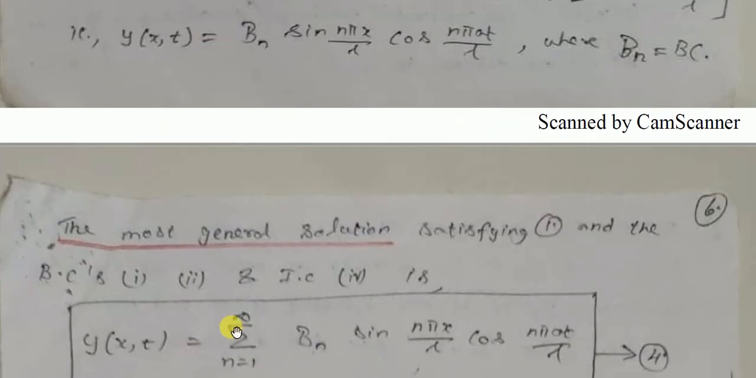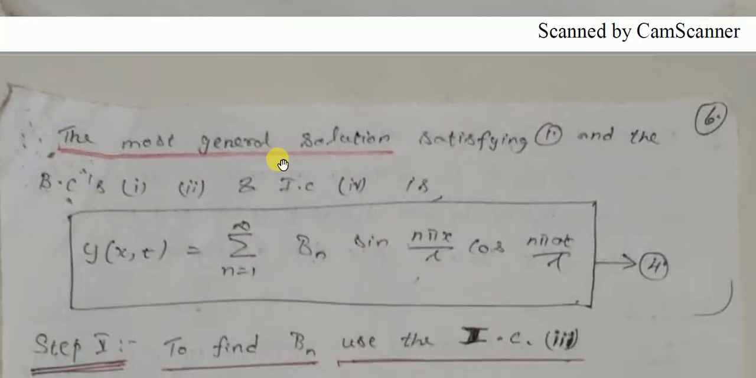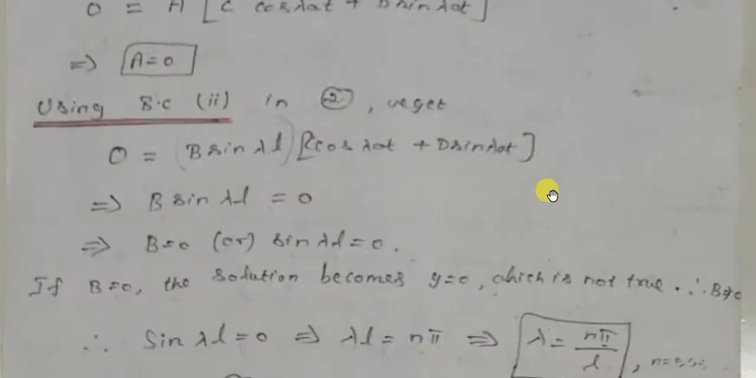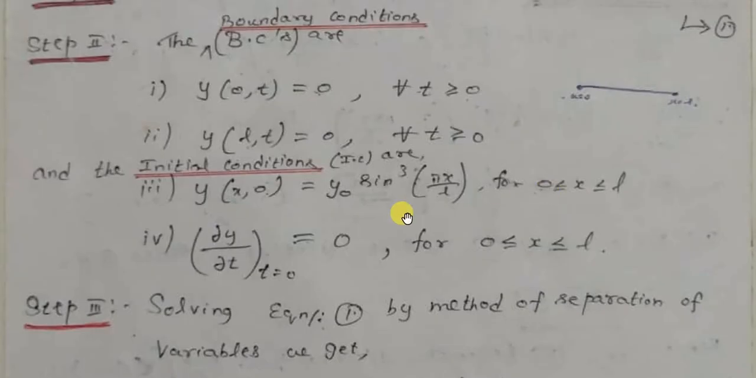Summation n varies from 1 to infinity, and write these terms as they are. This is called the most general solution, equation number 4. This is a very important step, it carries a few marks. Then after writing this most general solution, only then should we use the non-zero boundary condition. That condition is the third condition. This condition we should use.